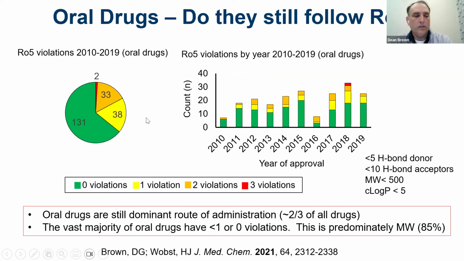So again, don't interpret this as it can't be done. It can be done. There are great examples of beyond rule of five drugs out there, but most of them do follow it. So if you're given a choice, I think I would choose one that didn't have liabilities that might preclude oral absorption or the like.